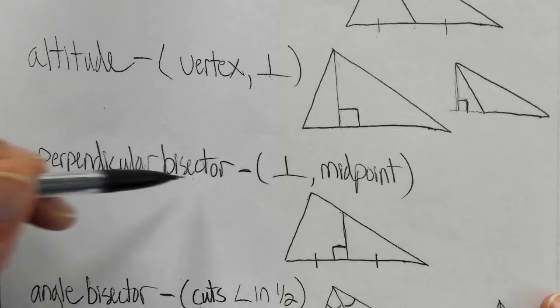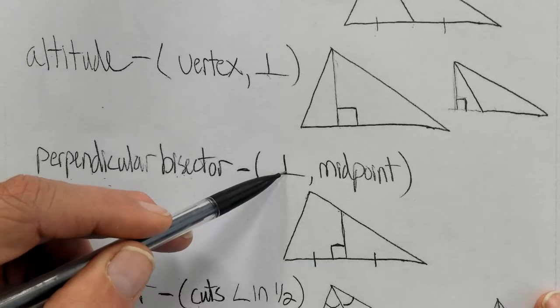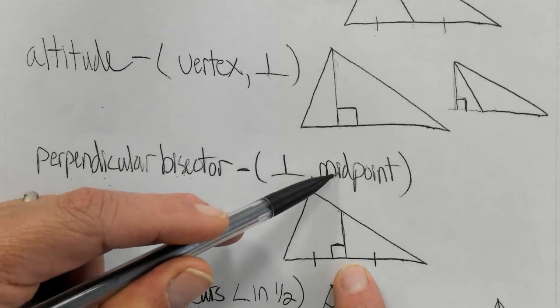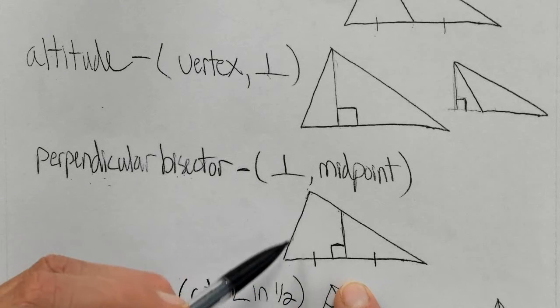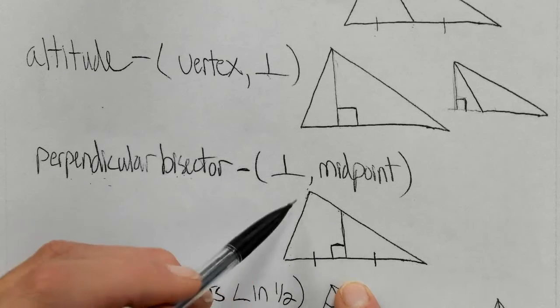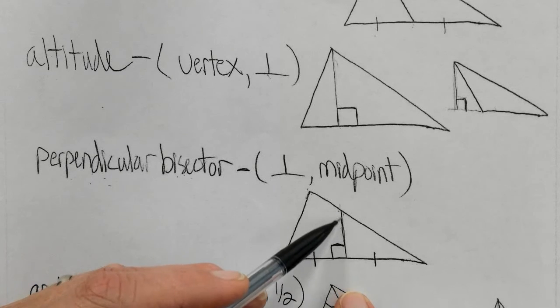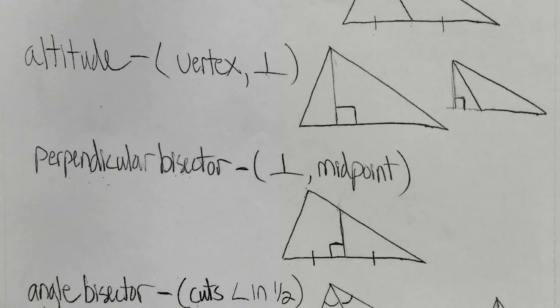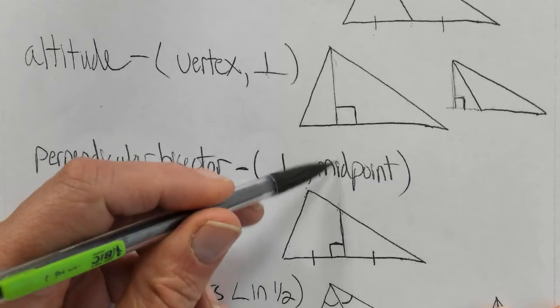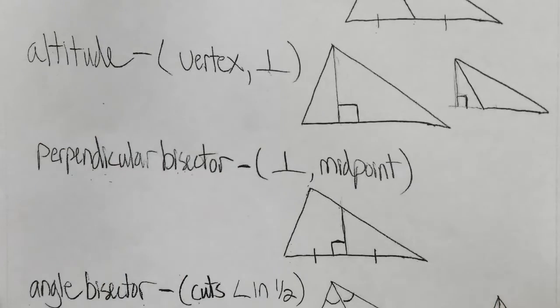All right? So, perpendicular bisector. This one, the name tells you exactly what it does. It's perpendicular, and it hits at the midpoint. This one does not have to start at any particular vertex. It doesn't have to go through a vertex. So a perpendicular bisector will look something like this. And many times it's continued to be drawn through the ends of the triangle.